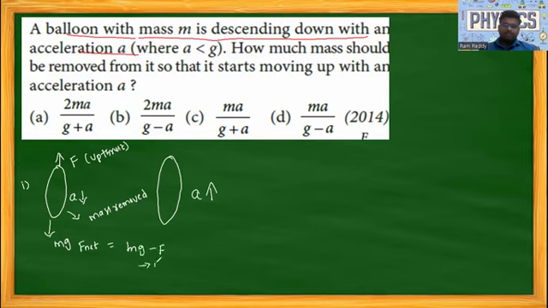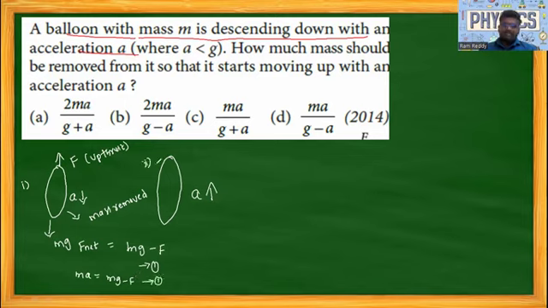Let us take equation 1. Because it is coming down, mg is more, upthrust force is less. That is F net. F net is nothing but m into a is equal to mg minus F. Okay, this is our equation 1.